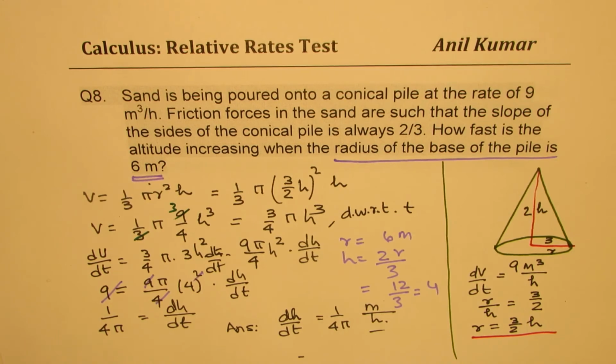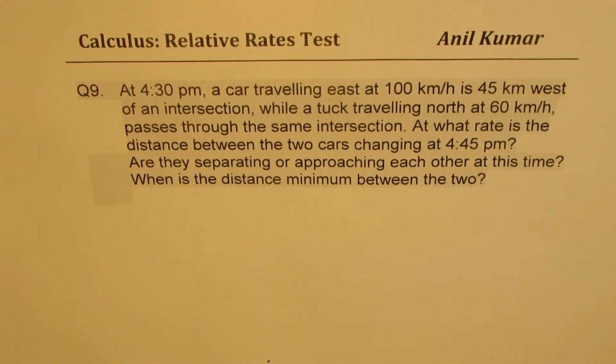So what you're seeing here is a variety of questions, all kinds of shapes. And now let's get to the last. Here is an example where we have two vehicles going in different directions, and we need to find when the distance between them is minimum and the rate at which the distance is increasing or decreasing. We'll also try to understand when the distance is increasing and when it is decreasing.